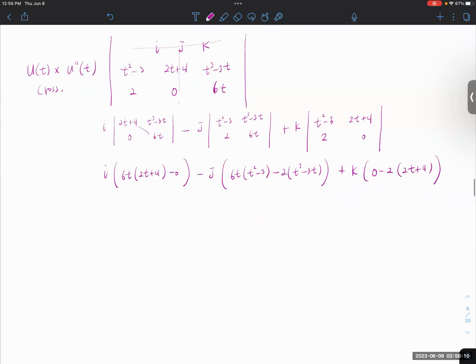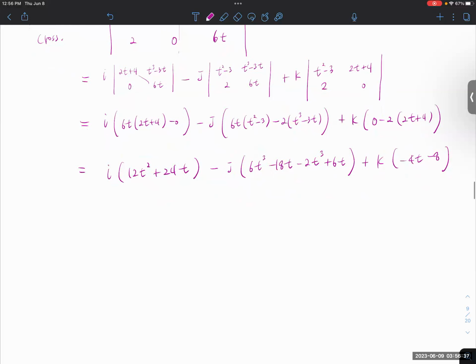So we're going to calculate that. This is a cross product. So you have 12t squared plus 24t, minus j, 6t to the third minus 18t minus 2t to the third plus 6t, k minus 4t minus 8. So if I rewrite it, this is going to be 12t squared plus 24t i.